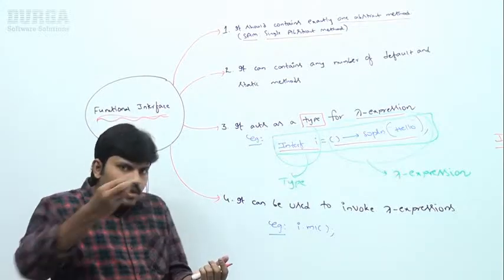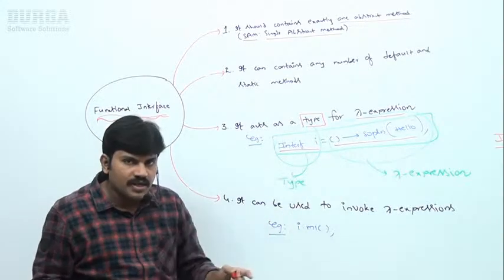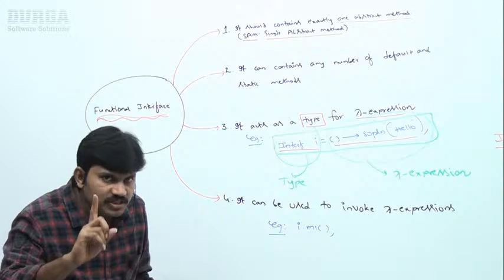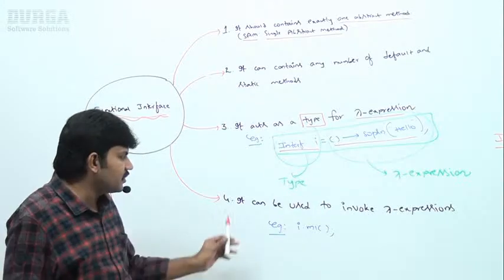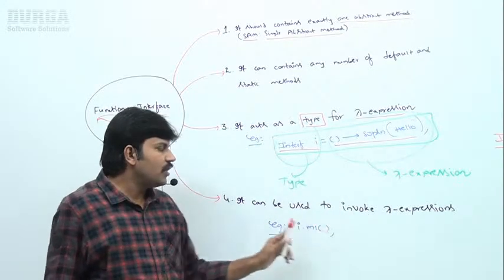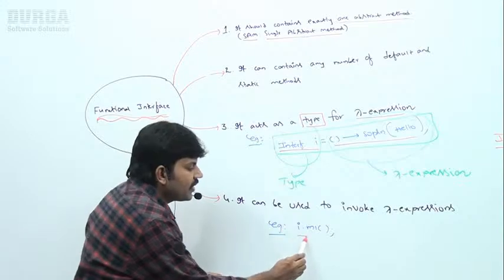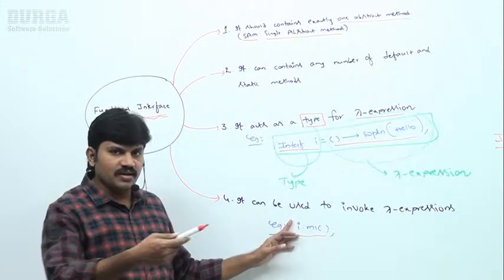So to invoke a lambda expression, a functional interface is required. I told you repeatedly several times, right? It can be used to invoke lambda expressions. Example I.M1. We used it already in the last examples, right?